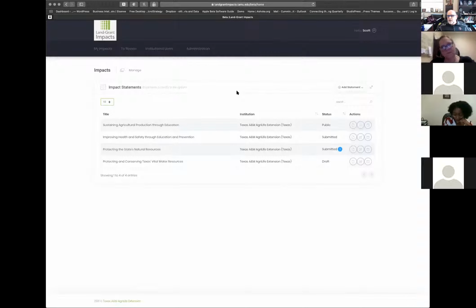They will work in a rotation. Each region has a slot 1, so all of the slot 1s will go in that order, then it goes to slot 2, all the way down to slot 30, and then it will start back at the top. Once a statement has been submitted, an email notification will be sent to the reviewer letting them know that they have an impact statement for review.